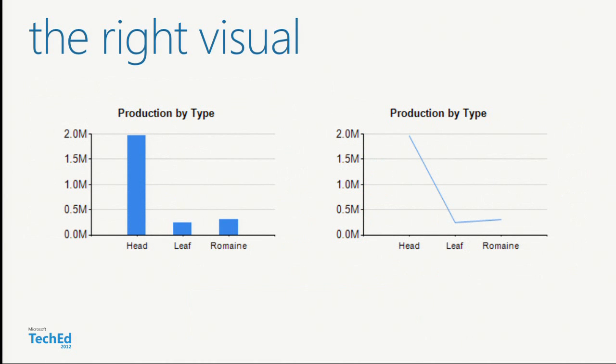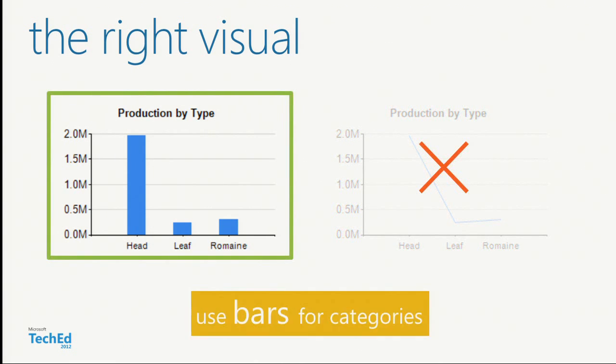Here's a little quiz. Here's two different charts. They're showing exactly the same data. Which one is doing a better job of showing the data? The answer is the one on the left, because what we're seeing across the bottom is categories. There's really no reason to connect the dots between head lettuce and leaf lettuce, or leaf lettuce and romaine. And the connection when you use a line chart is just meaningless and even distracting. So when you're showing categorical data, use bars, not lines.